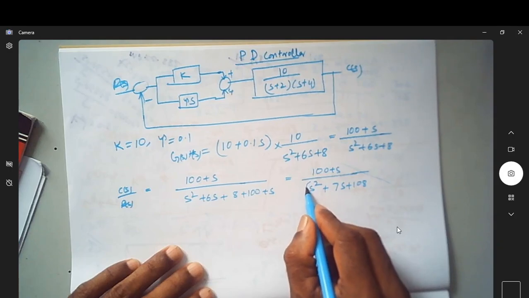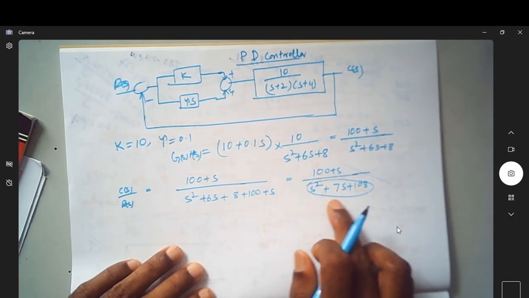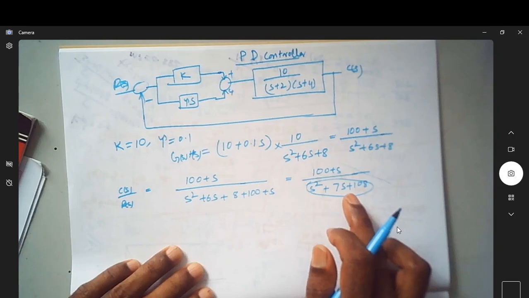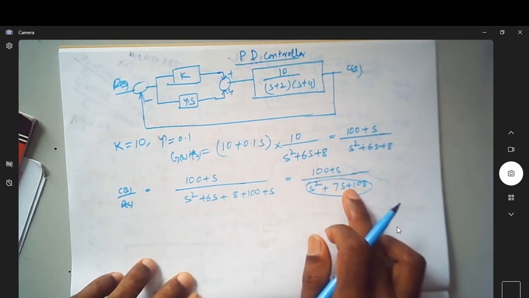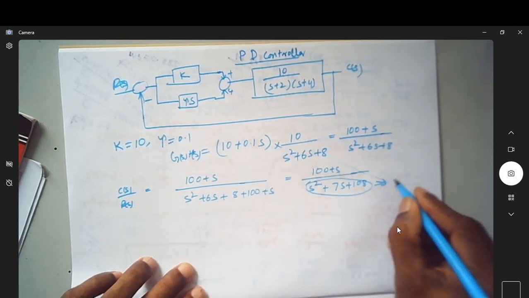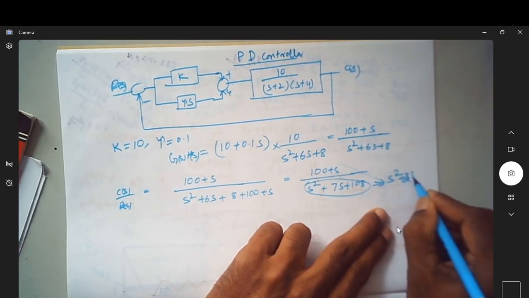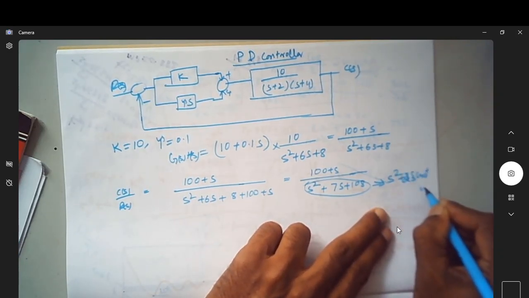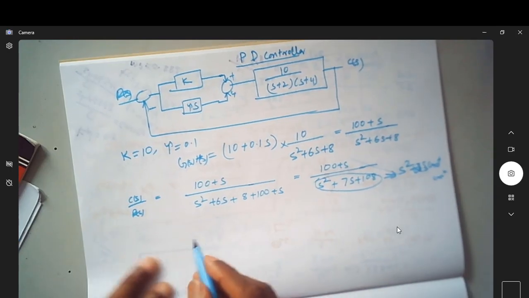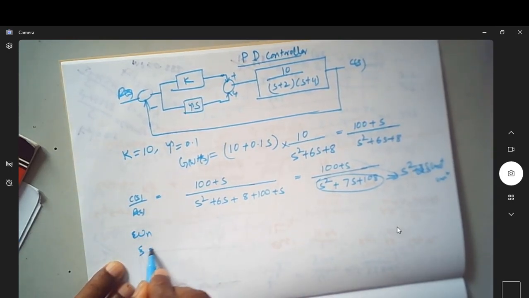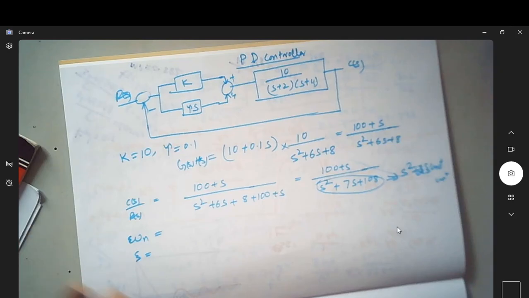What is this? This is my characteristic equation. I can equate this to s² + 2ζωn s + ωn², from which I can know the value of ωn and ζ. So what is ωn now?